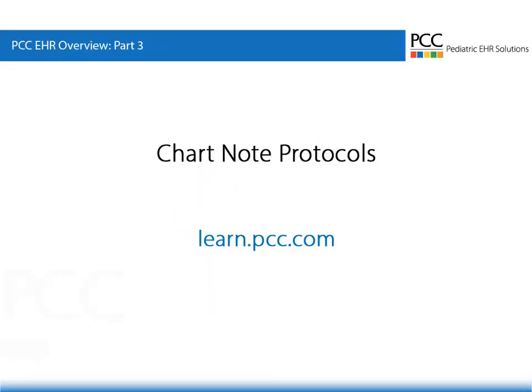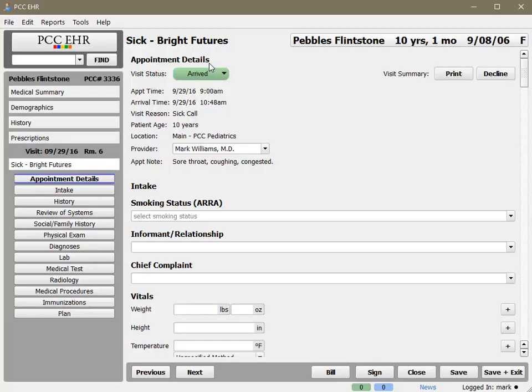Before we get to charting an actual visit, we're going to talk in this video about how to customize your chart notes, made up of different sections or components that you might need for a given visit type. The custom chart note is called a protocol, and you'll see different protocols for different visit reasons. Right now, we're looking at a sick visit protocol.